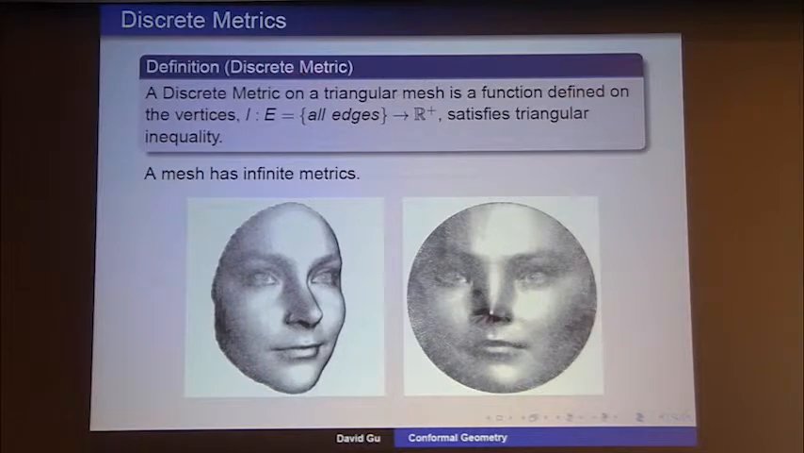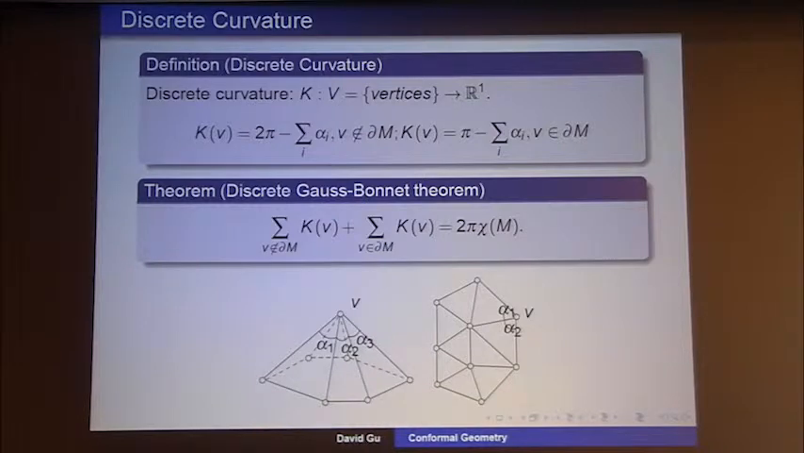Then basically, for each triangle, the 3 edge lengths satisfy the triangle inequality. So this is the requirement for a discrete metric. How do we define Gaussian curvature? We use something called angle deficit. Given a vertex in the interior of the triangle mesh, we count the surrounding angles. Then 2 pi minus the summation of surrounding angles is defined as the Gaussian curvature at this vertex. Then how can we define the geodesic curvature on the boundary? Basically, it is pi minus the surrounding angles along the boundary. Okay, so that's the definition.